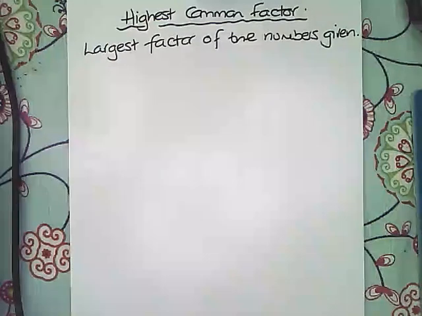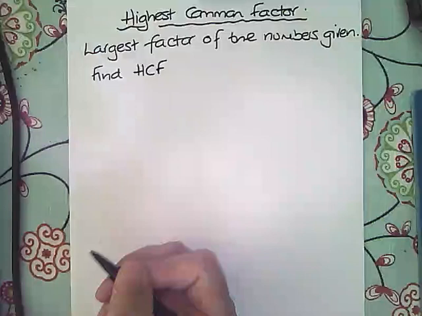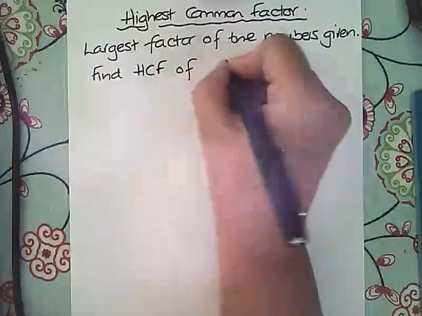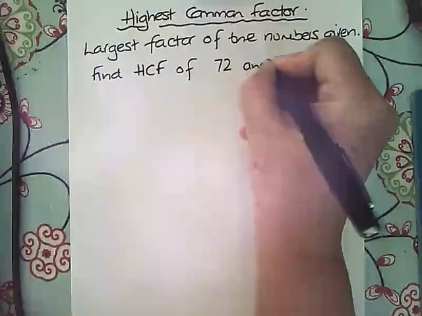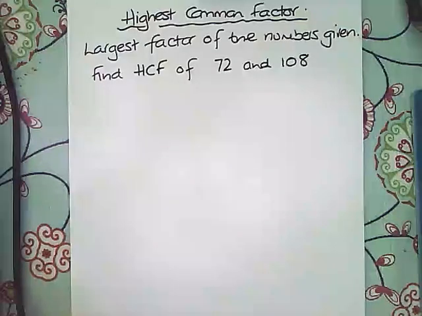So the highest common factor is the largest number which is a factor of both of the numbers that are given. We are going to find the highest common factor, which is abbreviated to HCF, of 72 and 108, which means we want to find the biggest number that goes exactly into 72 and also goes exactly into 108. So to do that, we need to use a factor tree. We're going to do a factor tree for 72 and a factor tree for 108.